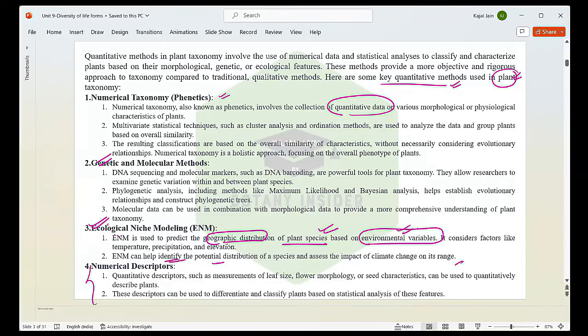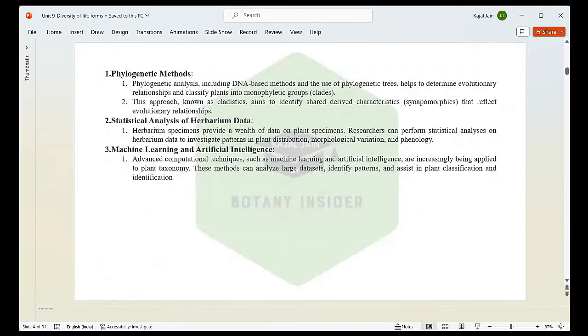Then you have numerical descriptors, that is, measurement of leaf size, flower morphology, seed characteristics, etc. Then you have phylogenetic methods, statistical analysis based upon herbarium data. Then you have machine learning and artificial intelligence as well.